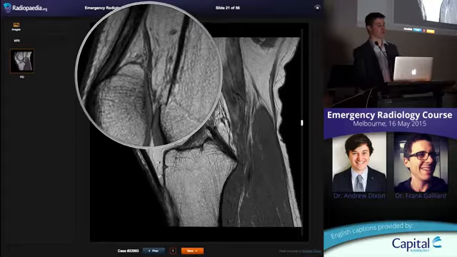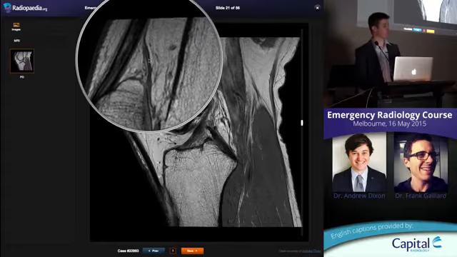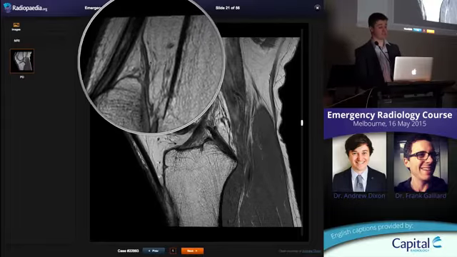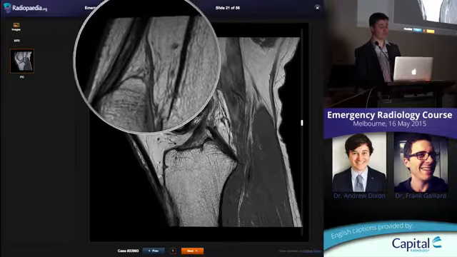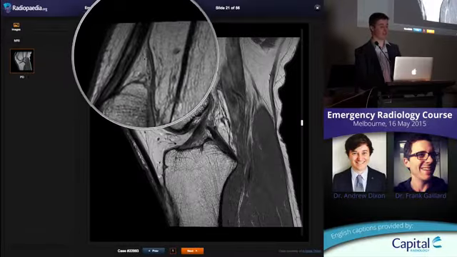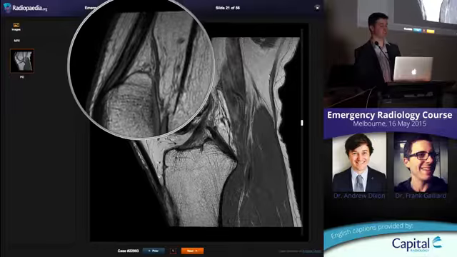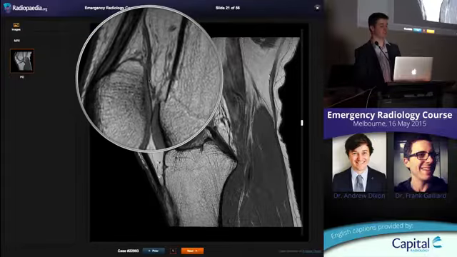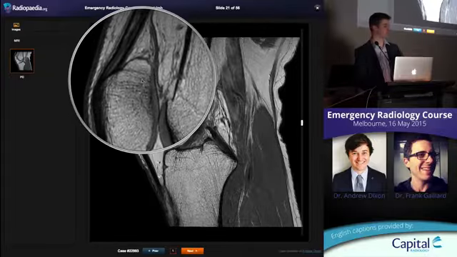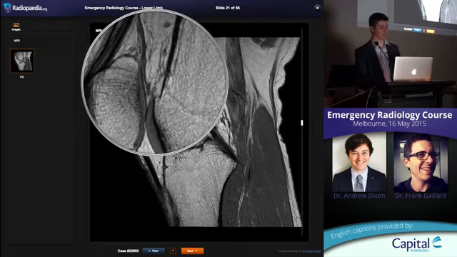But I think it can show you where you're going to be looking on your plain film for a joint effusion. You're going to be seeing this fat at the back effaced. You're going to be seeing that quadriceps fat pad being effaced or squashed forwards. And you're going to see that patella getting a tilt and coming away from the distal femur.